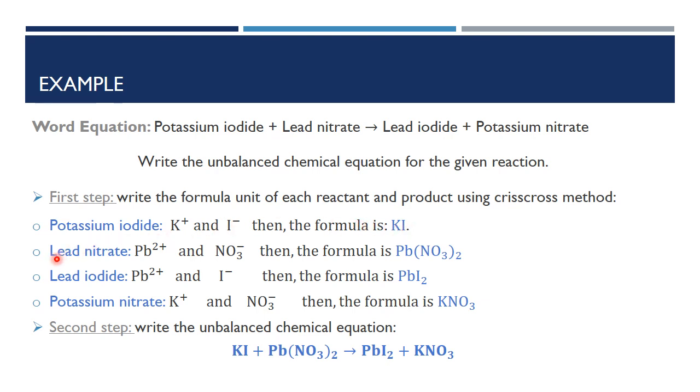The same for the second reactant, which is lead nitrate. Lead ion Pb2+, nitrate ion NO3-. By using the crisscross method, its formula is Pb(NO3)2. Don't forget to put NO3 between two brackets. And so on. Finally, you should mention the formulas of the reactants. You should put an arrow, and after the arrow, you should write the formula units of the products.